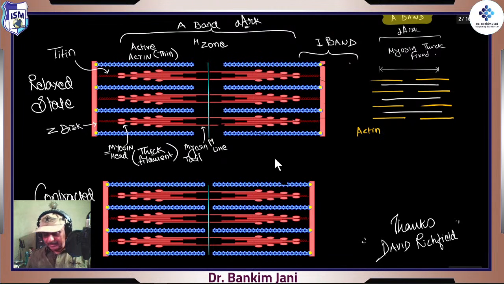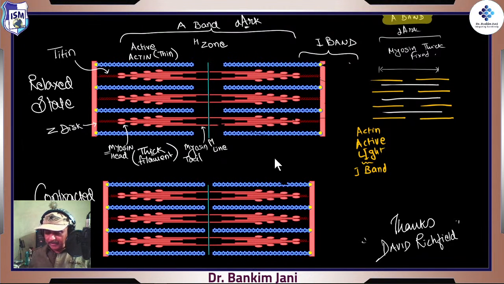Actins are active, so rhythmical. Actins are active, it means they will move, and they are light. So they will be forming the I band. Where is the I band? Wait, we'll see.